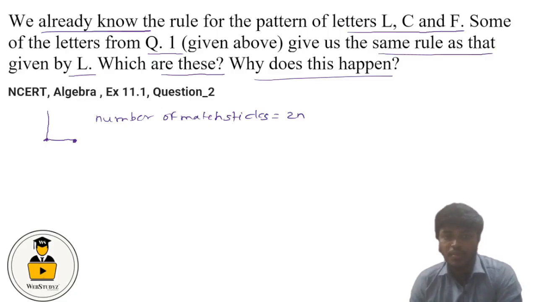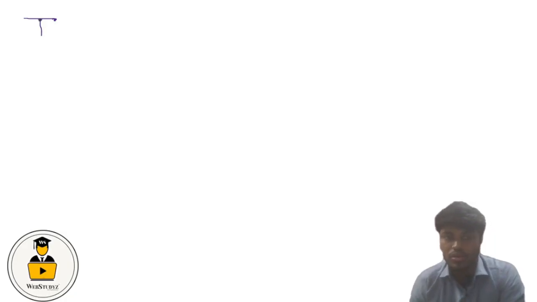In the previous question, we found out the pattern for letters T, Z, U, V, E, and S. So let us consider this again. For letter T, for one letter T, we will require 2 matchsticks. For two letter T, we will require 4.